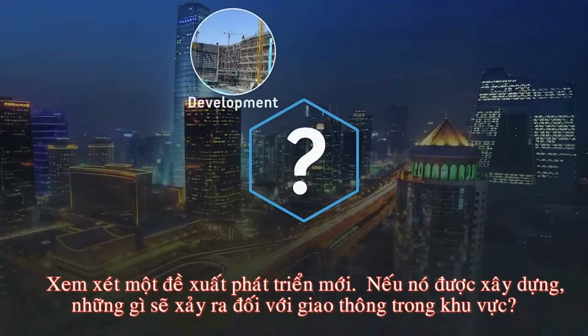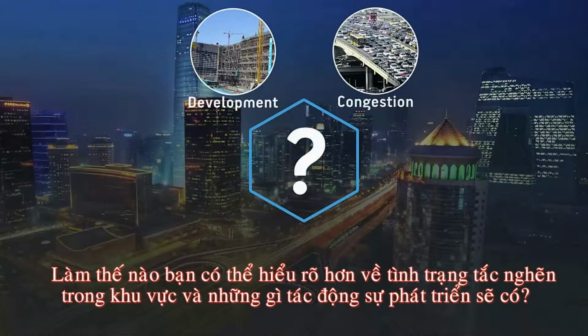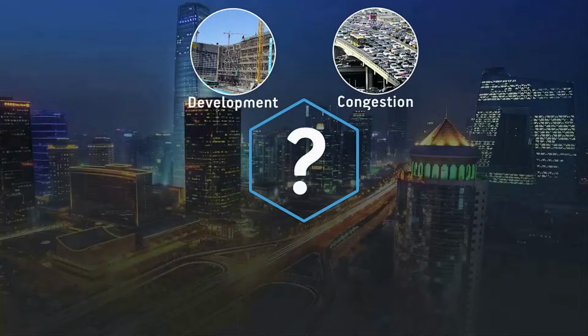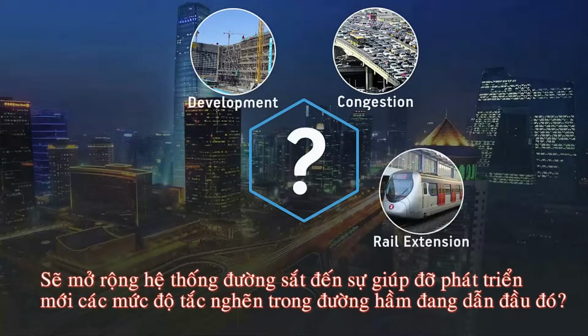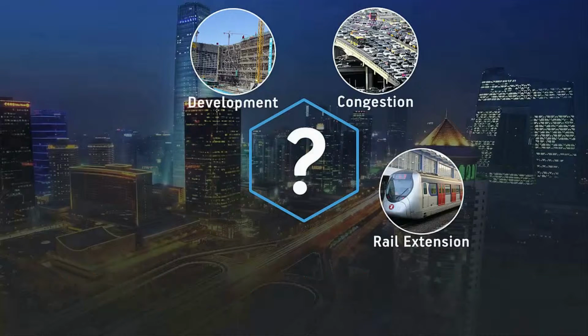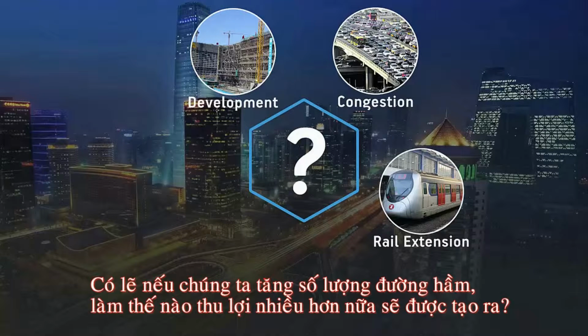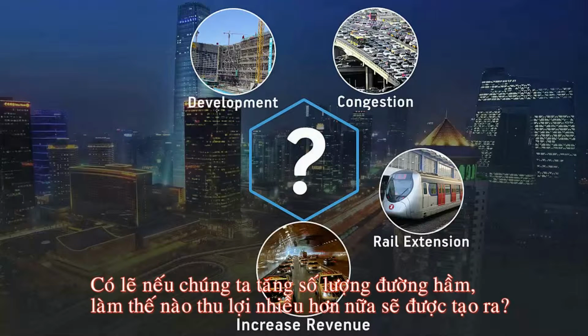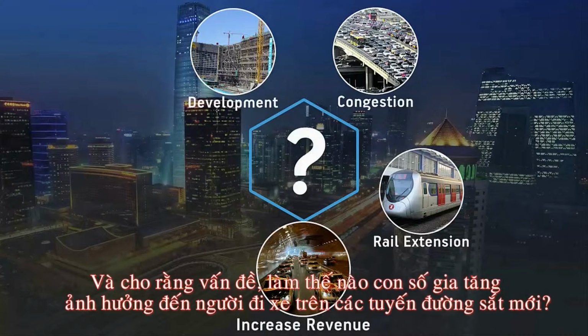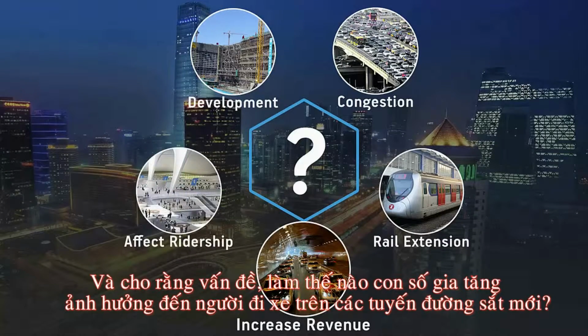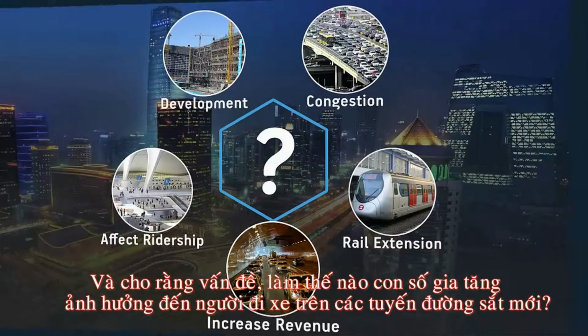Consider a new proposed development. If it's built, what will happen to the traffic in the area? How can you better understand the congestion in the area and what impacts the development will have? Will extending a rail system to the new development help with congestion levels in the tunnel that is leading there? Maybe if we increase the toll for the tunnel, how much more revenue will be generated? And for that matter, how would the increased toll affect the ridership on the new rail line?